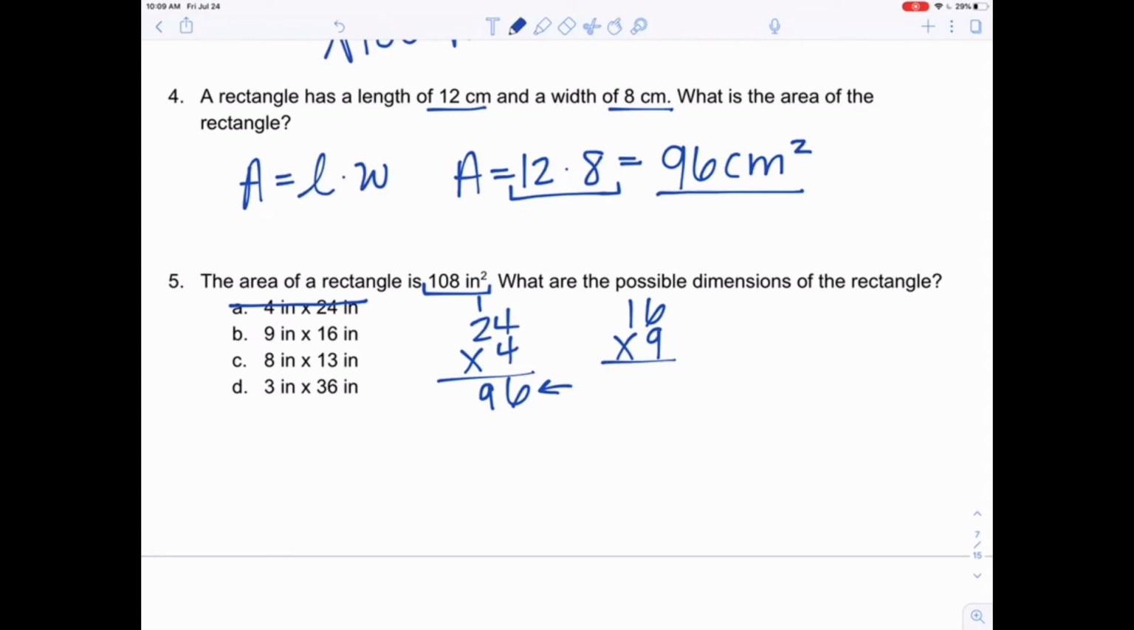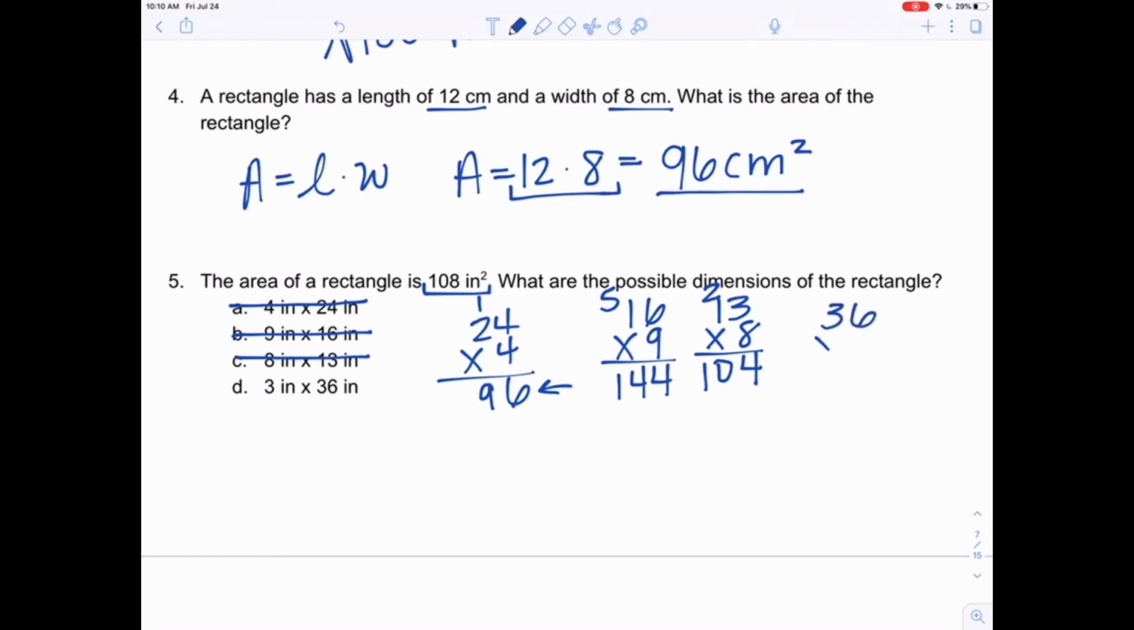9 times 6, 54, carry the 5. 9 times 1, 9, plus 5, 14. This is definitely not it. 13 times 8 is the next one. 8 times 3, 24, carry the 2. 8 times 1 is 8, plus 2 is 10. 104, close, but that's not it either.